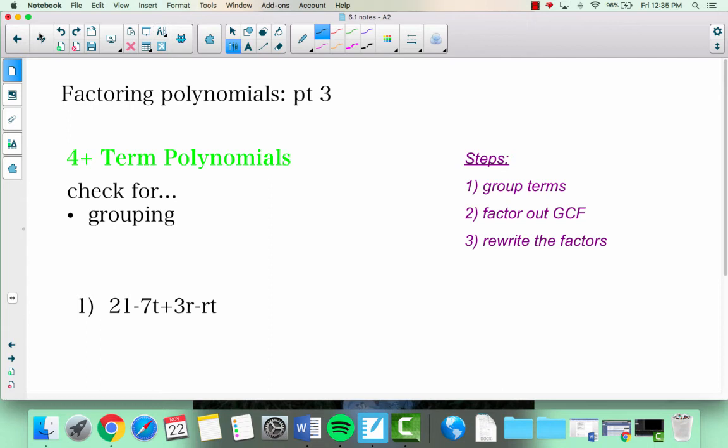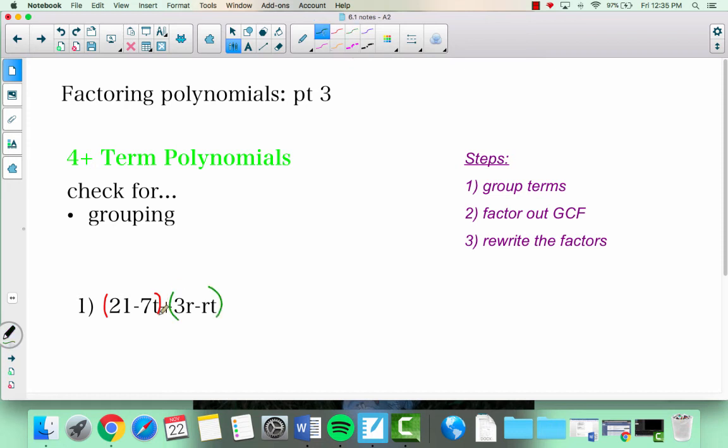So to make grouping easier, I've written 3 steps out for you off to the right. The first one is to group your first 2 terms and your last 2 terms together. So you're going to basically pair them off. Then you're going to factor out the greatest common factor from each of those pairs, and then rewrite your final answer. So in example 1 here, we're going to group the first 2 terms together and the last 2 terms together.